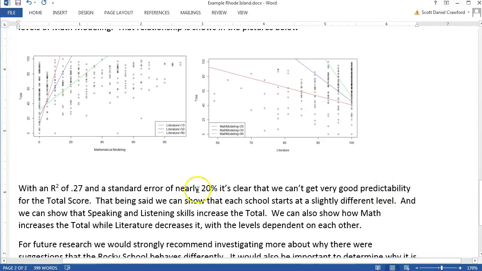And so what we found is the R squared is low, the standard error is huge. We can't really predict how well kids are going to do on these scores. And look at these pictures. Of course you can't. If I tell you the math modeling, can you tell me what score they're going to get? Not very well. So while we did not get good predictability, which was actually what my friend wanted, we can show that math modeling increases, literature decreases, and this interaction.